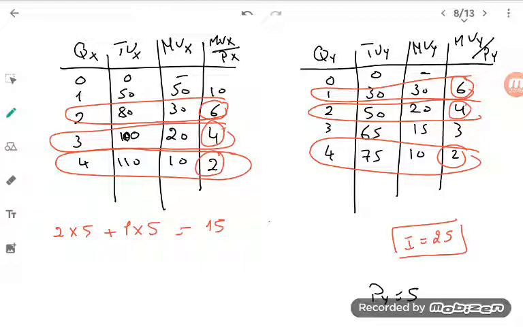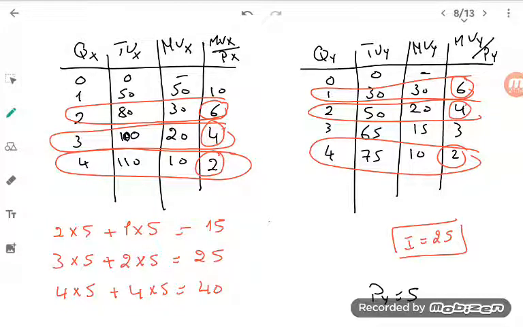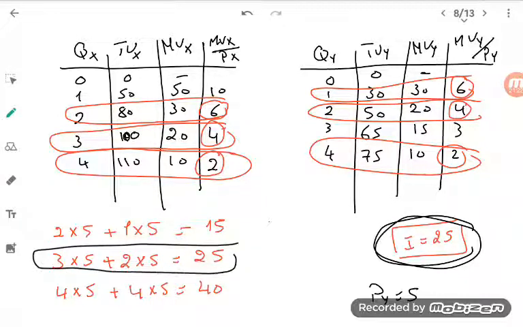Combination number 2, 3 units of X multiplied by its price plus 2 units of Y multiplied by its price, which is 15 plus 10, which is 25. Combination number 3, 4 multiplied by 5, which is 20, plus 4 multiplied by 5, which is 20 as well, so it is 40. So these are the three different combinations that maximize consumer satisfaction. But with respect to the budget constraint, which is 25, you can buy only this combination.